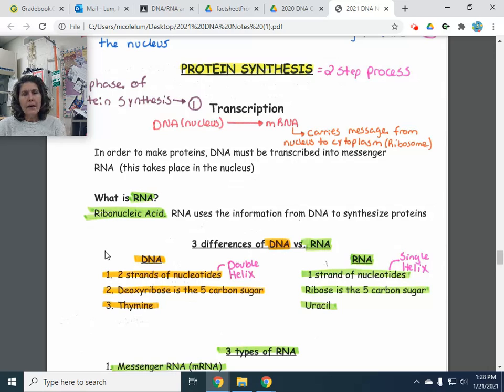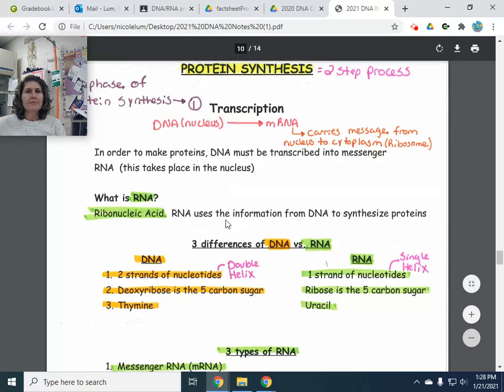And then all of your bases are the same except for one. So in RNA, we are replacing the nitrogen base thymine with uracil. Uracil does everything that thymine did in DNA. Uracil is also a pyrimidine. It's a single ring structure, just like thymine was. It's going to bond to adenine, just like thymine did. It's going to join with 2 hydrogen bonds, just like thymine did. So it's just filling in for thymine when we get to our RNAs.